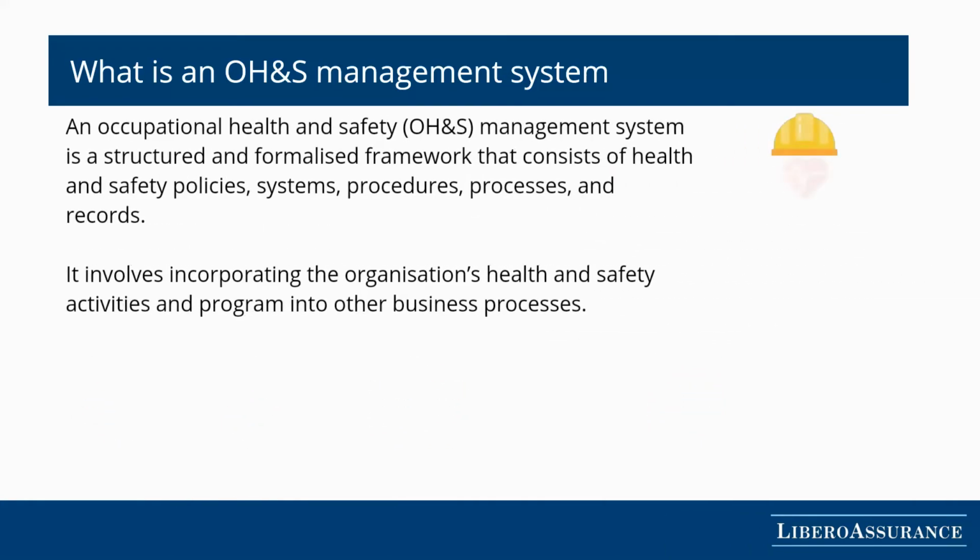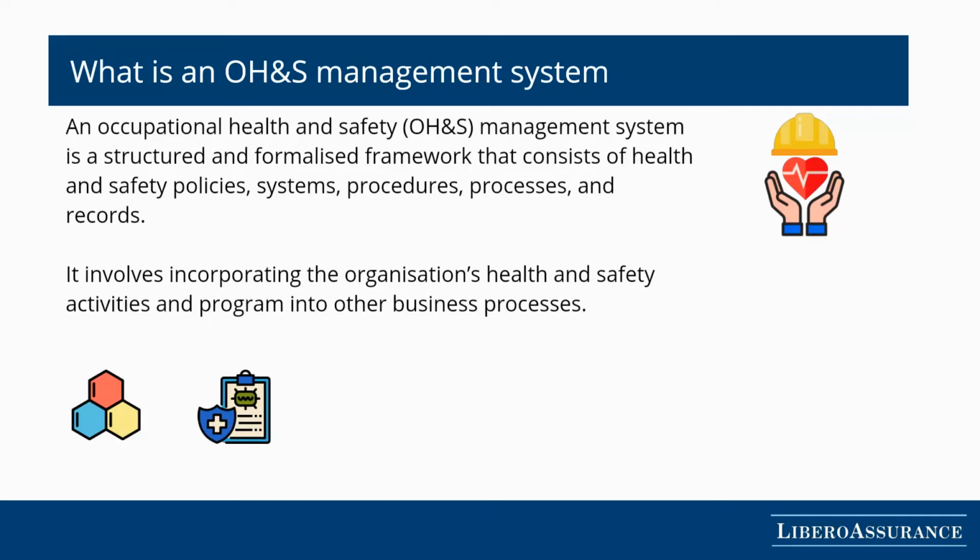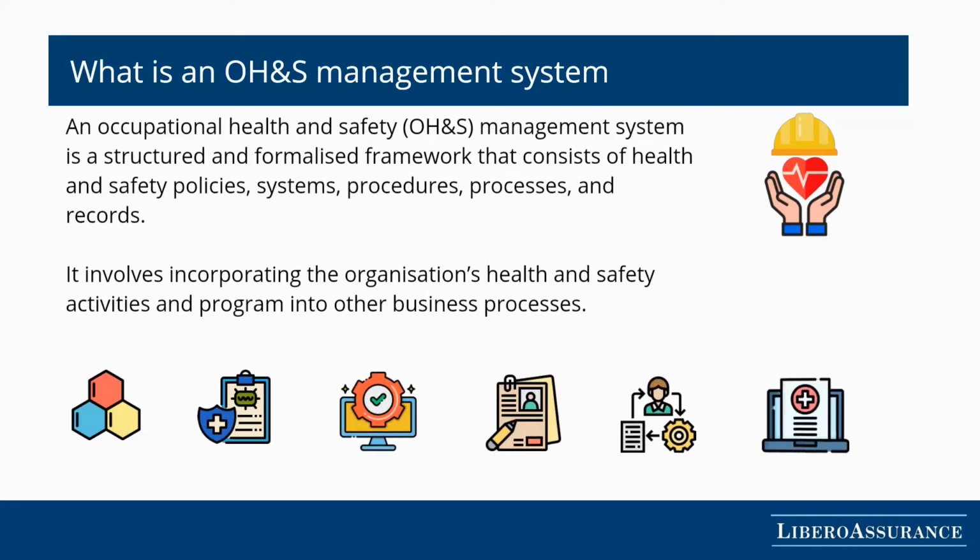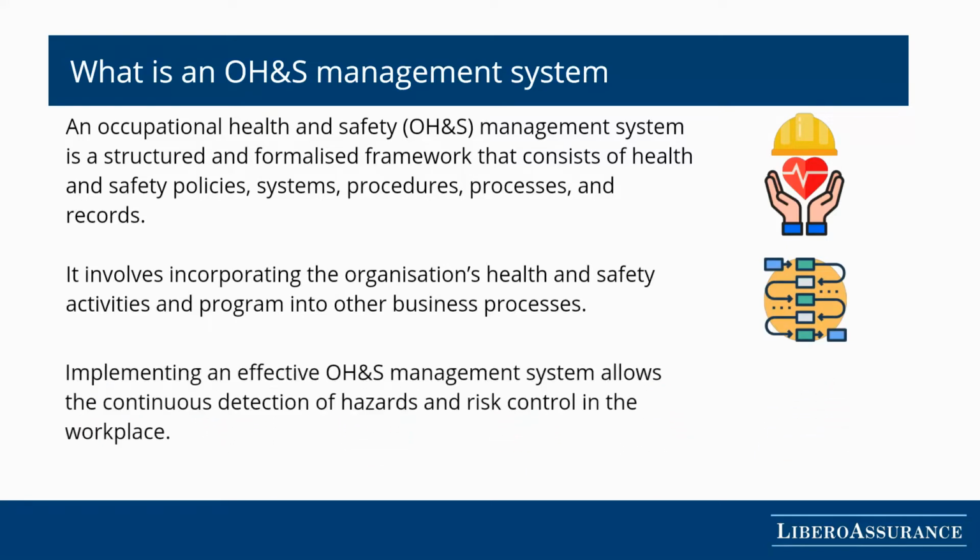An occupational health and safety management system is a structured and formalized framework that consists of health and safety policies, systems, procedures, processes, and records. It involves incorporating the organization's health and safety activities and programs into other business processes. Implementing an effective OH&S management system enables the continual detection of hazards and mitigation of risks within the workplace.